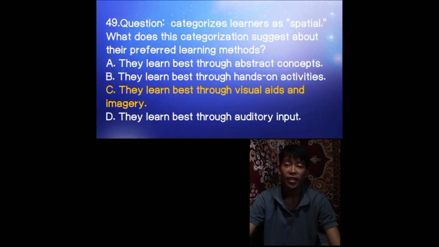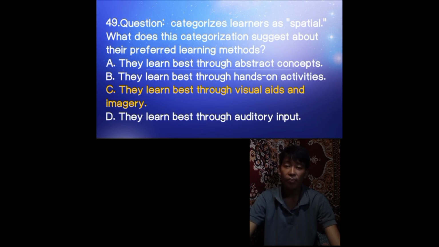For number 49, the correct answer is letter C. They learn best through visual aids and imagery. So these learners are described as those who thrive on visual information, imagery, and visual representation.